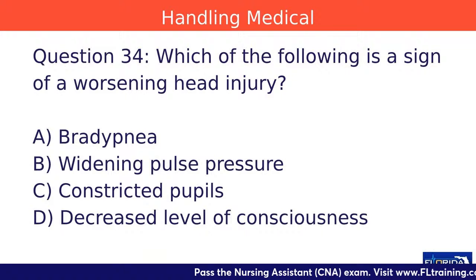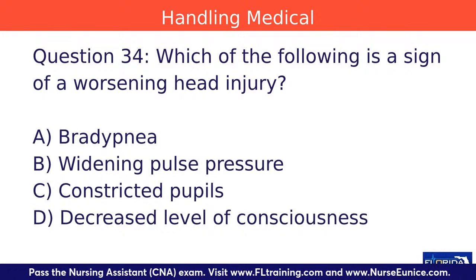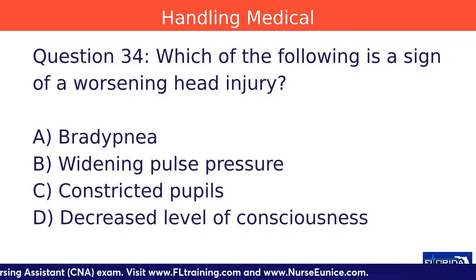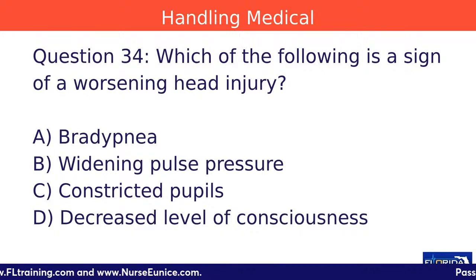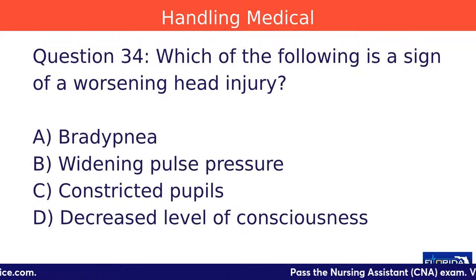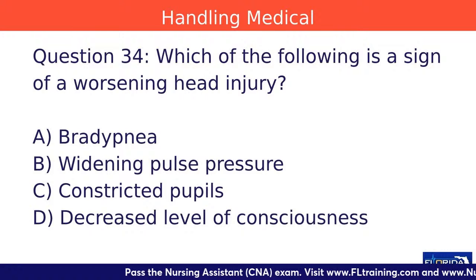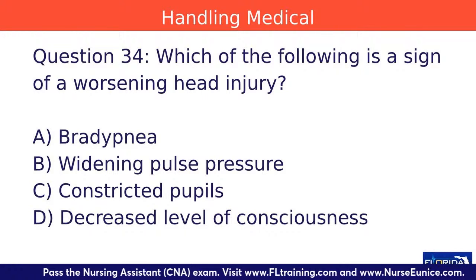34. Which of the following is a sign of a worsening head injury? All right, so A, bradypnea, excuse me, that's when the breathing is shallow and slower than normal. B, widening pulse pressure. C, constricted pupils. Or D, decreased level of consciousness.